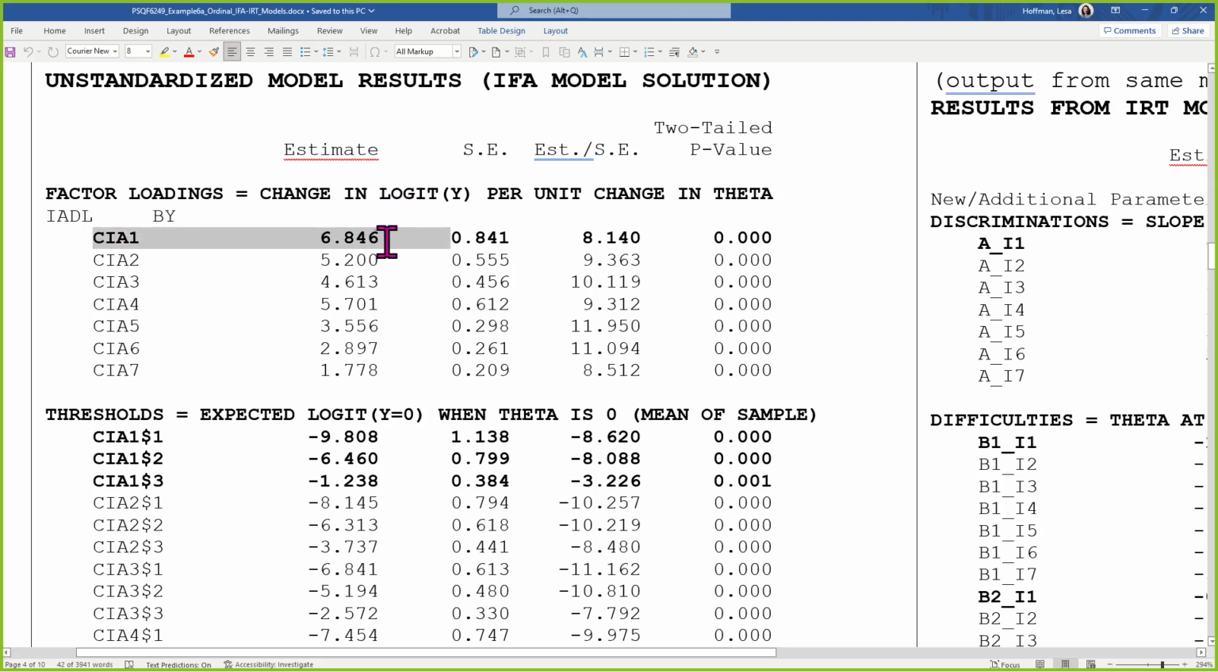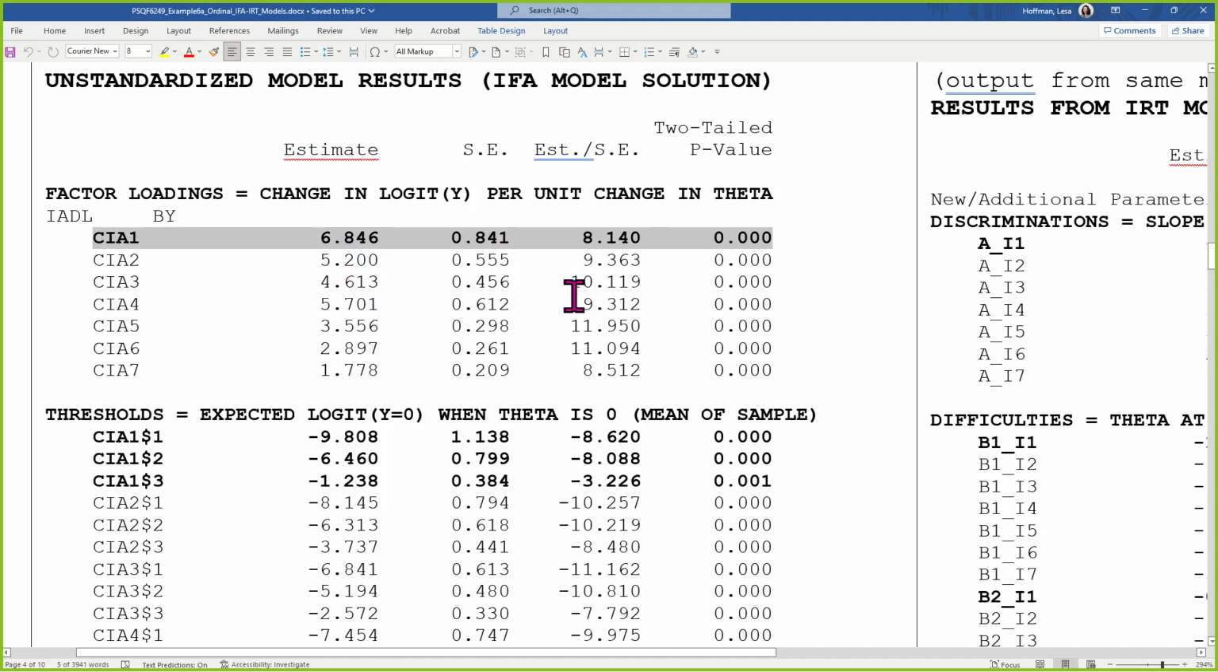So factor loading here is the change in the logit for a 1-unit change in theta. Given my identification, theta has a variance of 1. So a 1-unit change in theta means a standard deviation increase across people. People who are 1 theta above 0 have an increase in their probability in logits of 6.8. So these numbers here are all in logits, which is why they're so big.